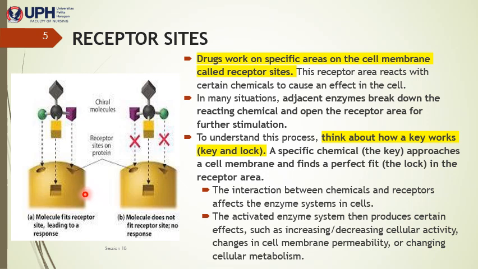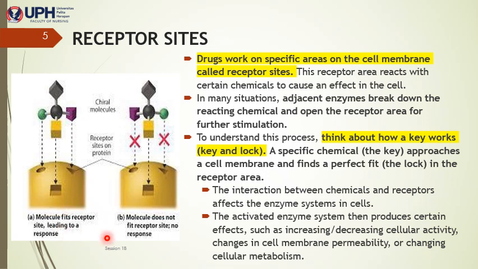To understand this process, let's think about how a key works. So the key and the lock. A specific chemical will be the key, and it will approach the cell membrane and find the perfect fit, as with the lock, in the receptor area. This interaction between chemical and receptor affects the enzyme systems inside the cells. The activated enzyme system then produces certain effects such as increasing or decreasing cellular activity, changes in the cell membrane permeability, or even changing the cellular metabolism.